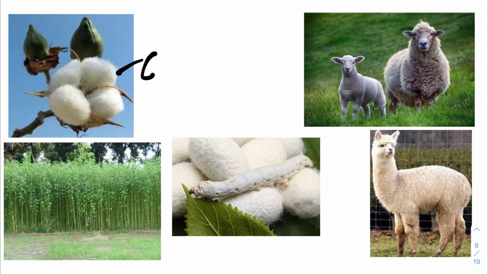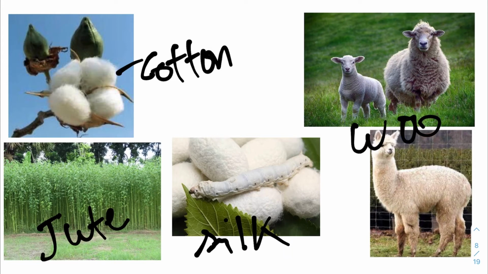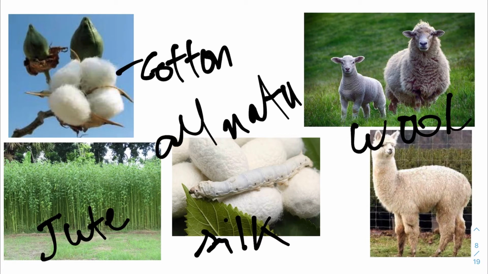Some fibers, such as cotton, jute, silk, and wool, are obtained from plants and animals. These are called natural fibers. Means natural fibers are those which are obtained from natural sources, from plants or animals.